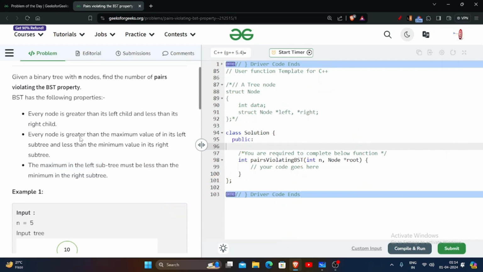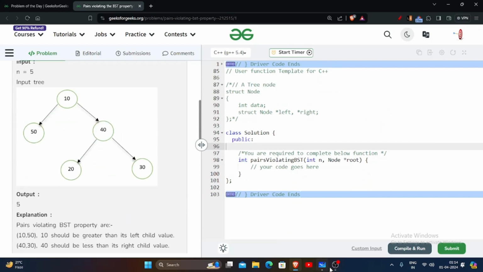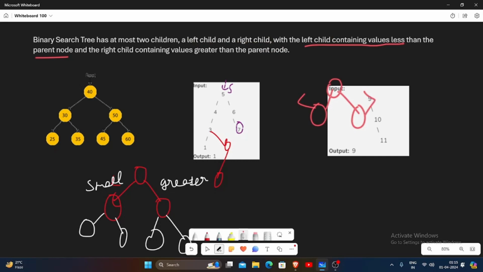We just discussed what a BST is, and before coming to the example, let's come to the whiteboard again. So a binary search tree has at most 2 children. At most means at most 2 children. A left child and a right child, with the left child containing values less than the parent node. Left contains less than, right contains greater than. Same thing. So let's take this example only.